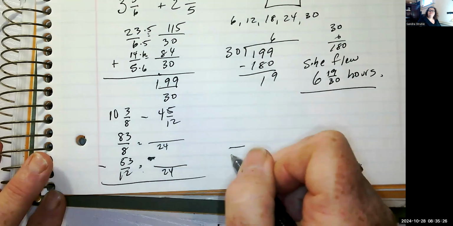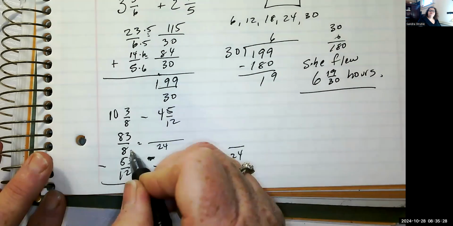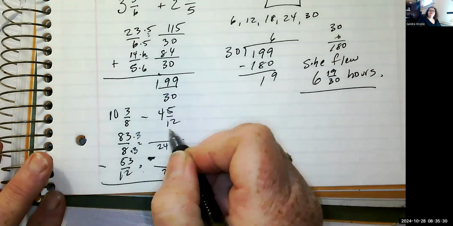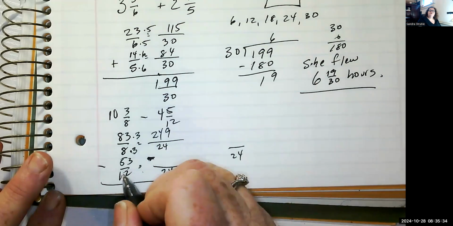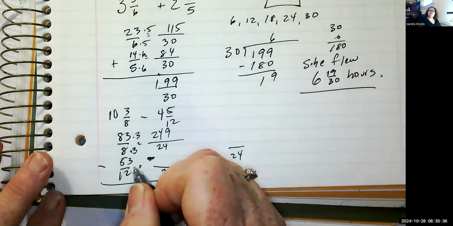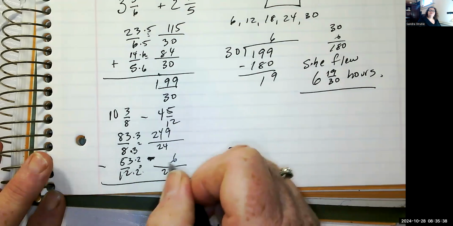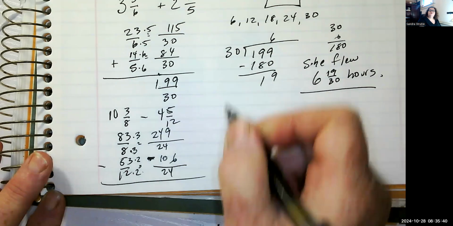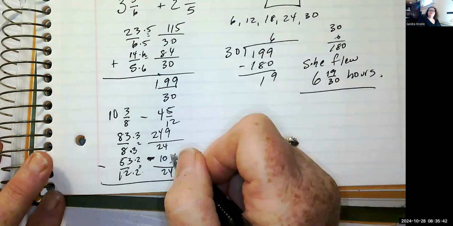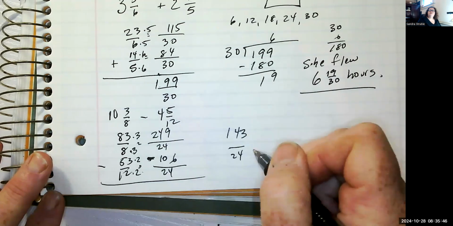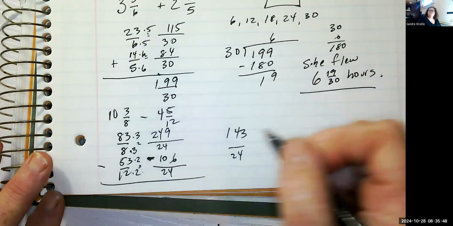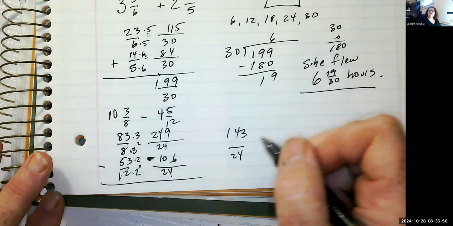I'm going to put my answer over here. 8 times 3 is 24. 83 times 3 is 249. 8 times 3 is 24. And then 12 times 2 is 24. 53 times 2 is 106. 249 minus 106 is 143. And it's going to be positive because 249 is positive.